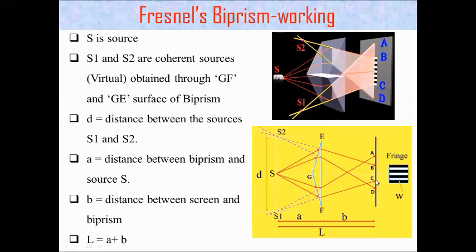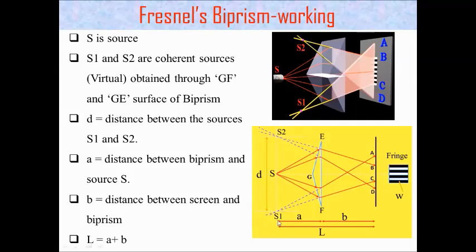The cones of light AS1C and BS2D diverging from S1 and S2 are superimposed, and the interference fringes are formed in the overlapping region BC of the screen.